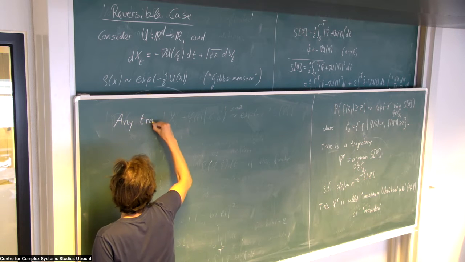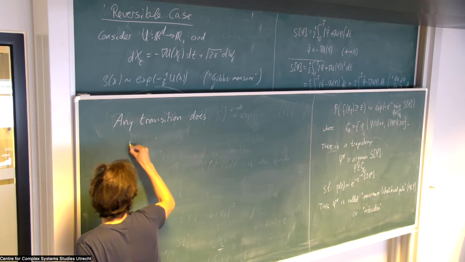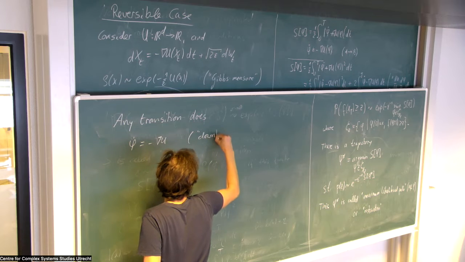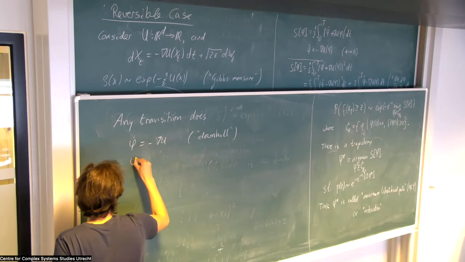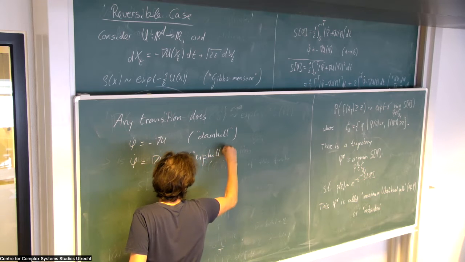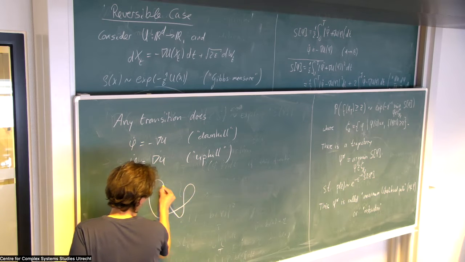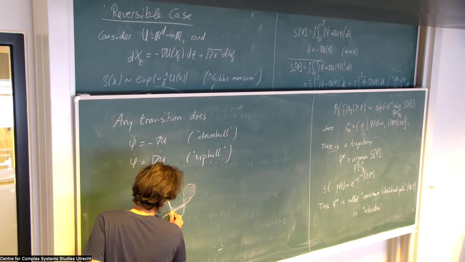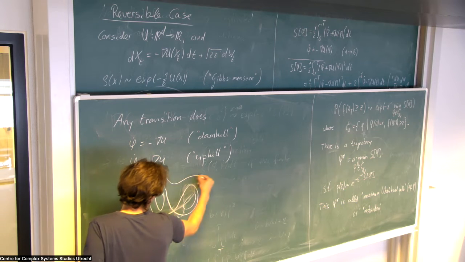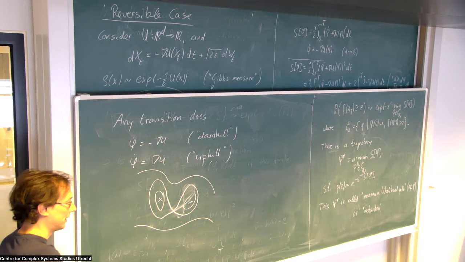Any transition path does y dot equals minus gradient U, or phi dot equals gradient U. In particular, if you consider a case like, sorry, I'm crossing too many. I have two minima, such as in the ship capsize example.